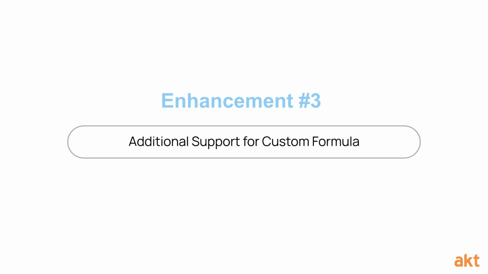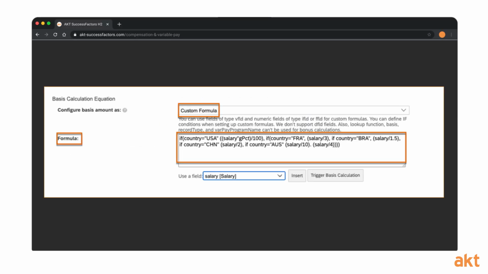Previously, when calculating basis calculation equations, we were limited to a simple calculation that was the same for all users on variable pay forms. But now, we can also use more complicated conditional calculations. We can use a different calculation, for example, for colleagues from different countries, departments, etc. This will allow us to achieve more accurate calculations across the company.